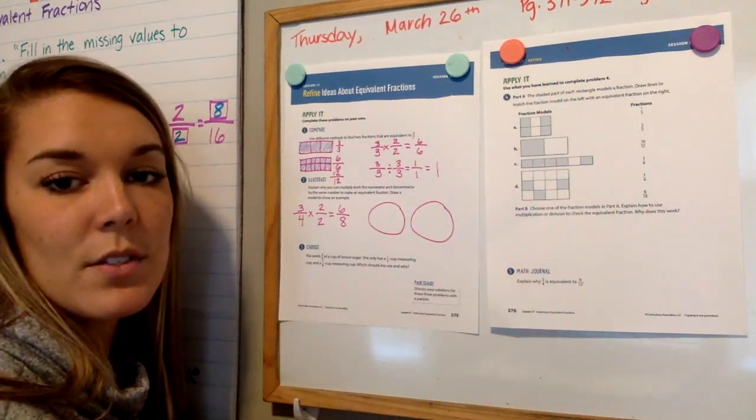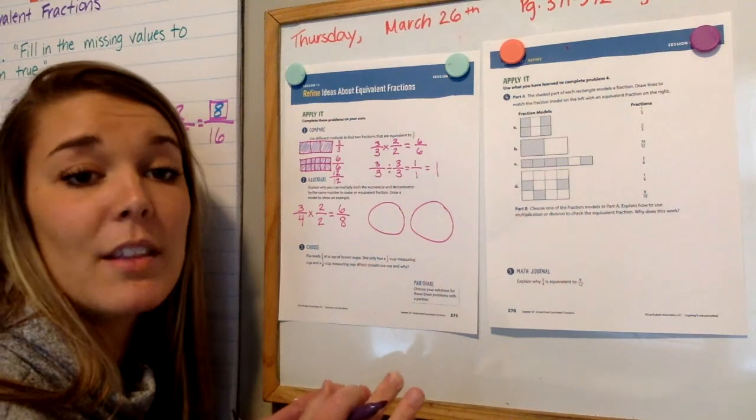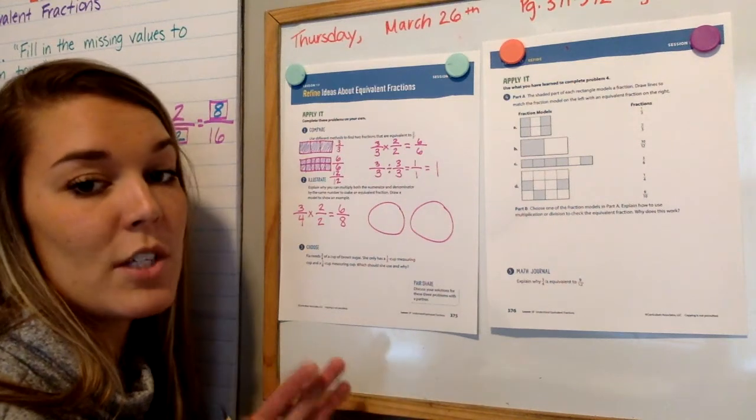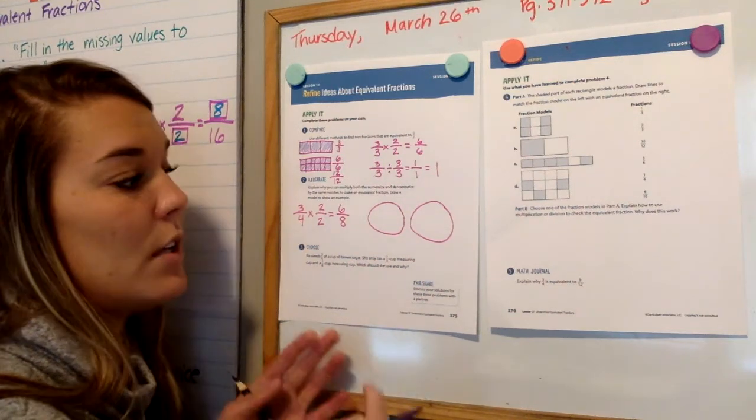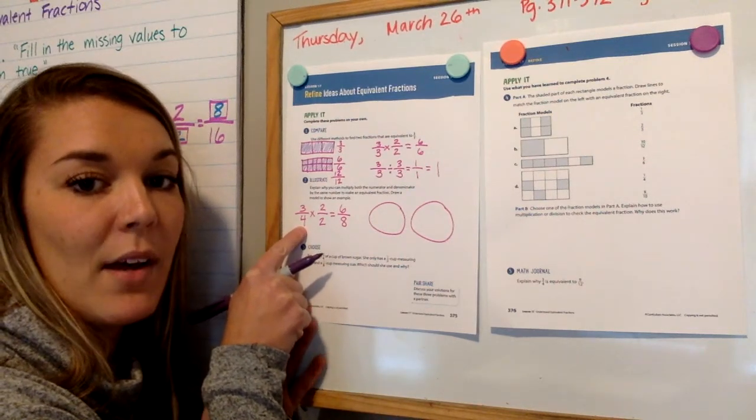I have 2 circles. Mine are a little crooked. It's okay. We're just getting the point across, okay? Don't have to erase your paper a million times. So for the first one, I'm going to have 4 parts in my whole.